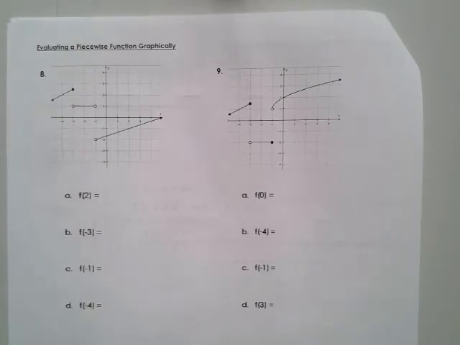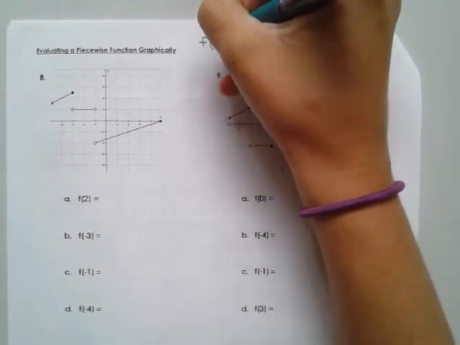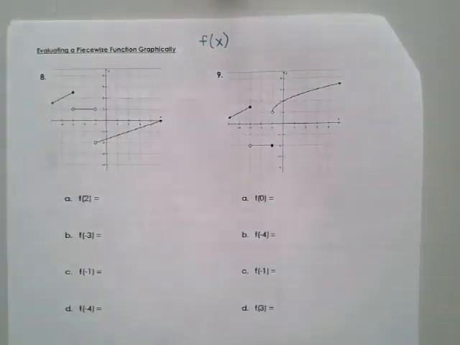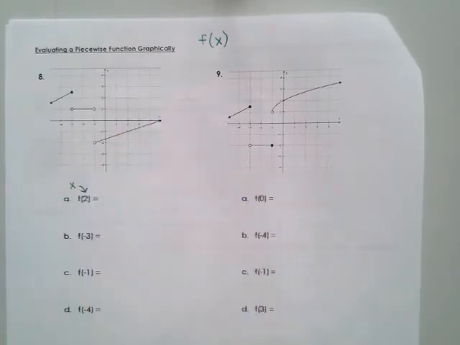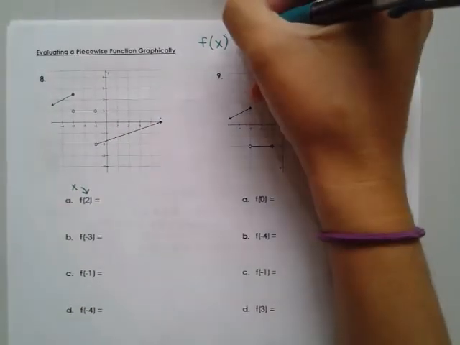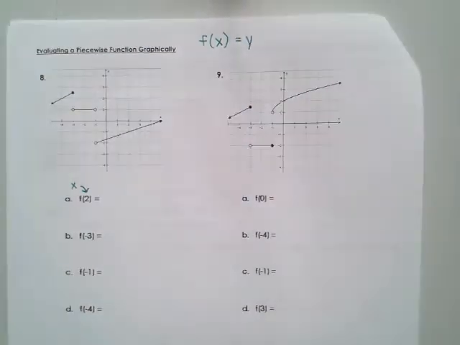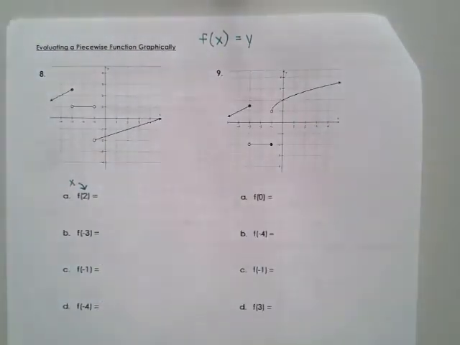On number 8, I am told to find f of 2. So remember that normally we write a function as f of x. So whatever the number is in parentheses, that is the x value that we're looking at. And it is asking us to find the y. So we want to find what x will give us a y.